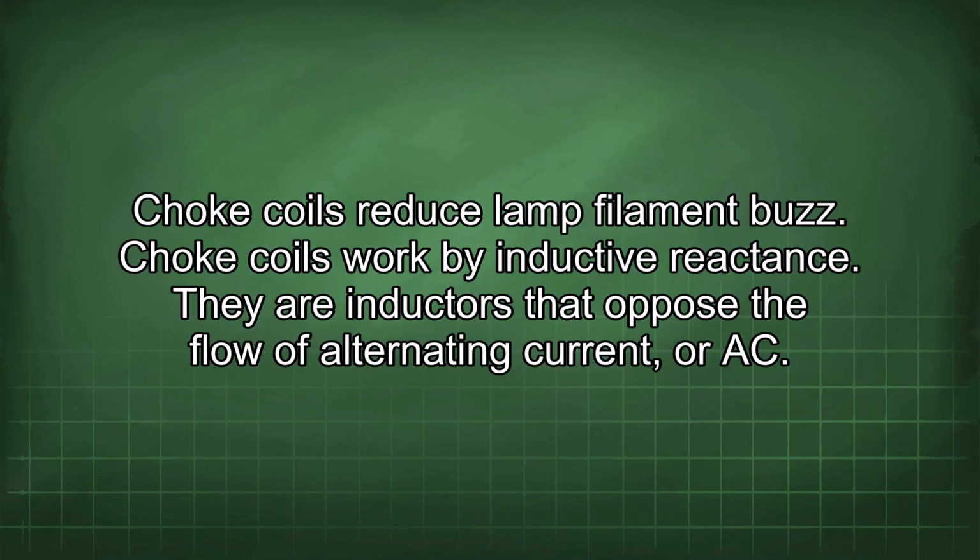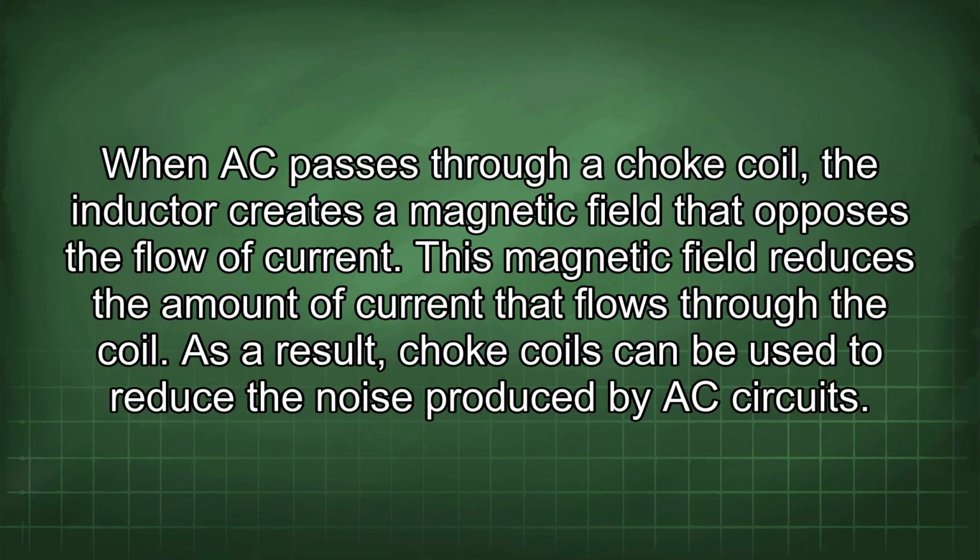Choke coils reduce lamp filament buzz. Choke coils work by inductive reactance. They are inductors that oppose the flow of alternating current, or AC. When AC passes through a choke coil, the inductor creates a magnetic field that opposes the flow of current. This magnetic field reduces the amount of current that flows through the coil. As a result, choke coils can be used to reduce the noise produced by AC circuits.